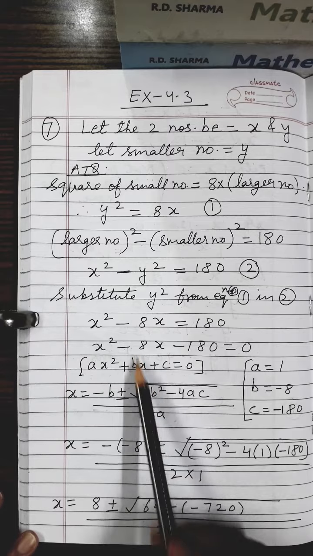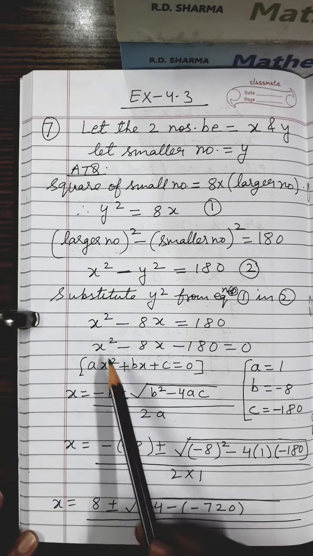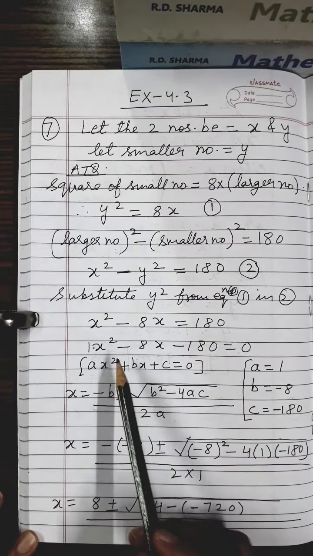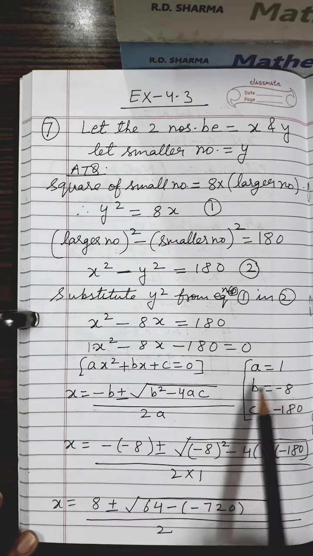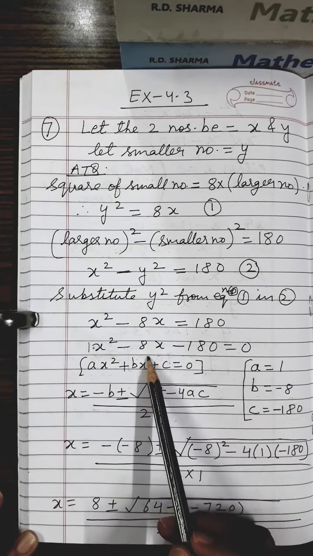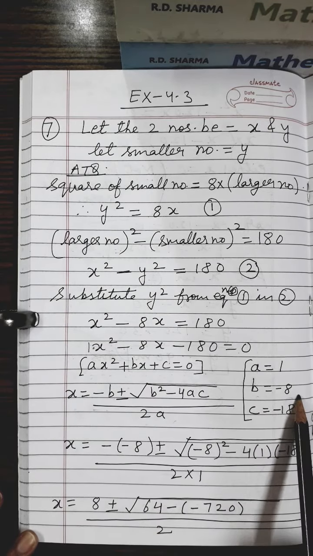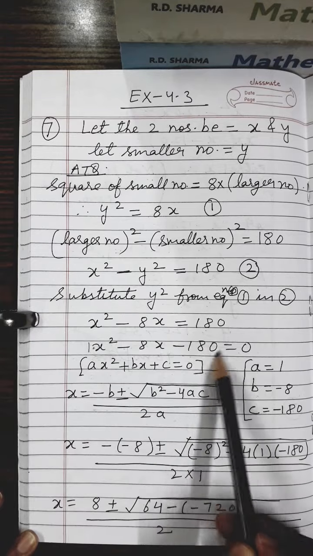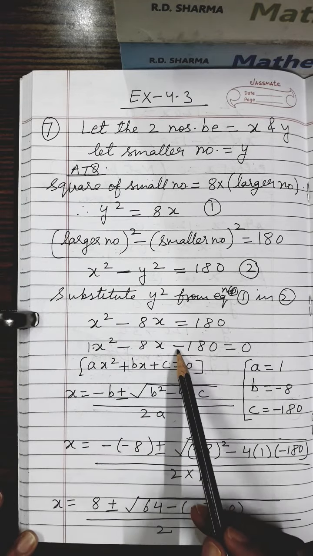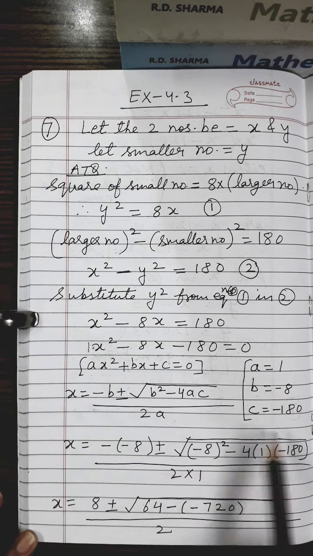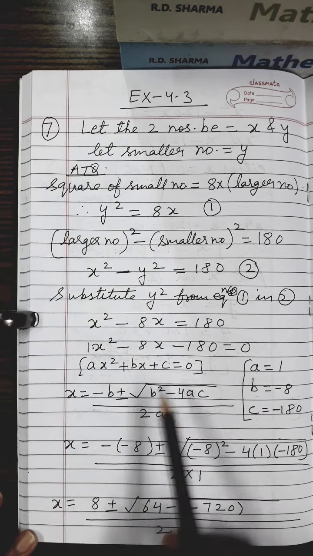Now compare this equation with the standard form and we will write down the values of a, b, c. What is a? Coefficient of x square, which is equal to 1. So a equals to 1. What is b? Coefficient of x along with its sign, minus 8. So b equals to minus 8. What is c? The term which does not have x in it, so along with its sign. So c equals to minus 180. So these values of a, b, c I will substitute in this quadratic formula.